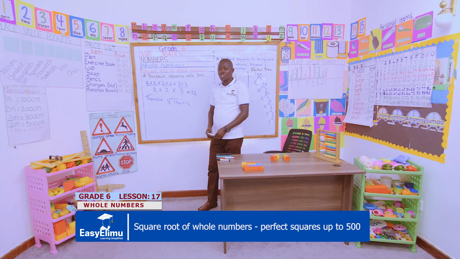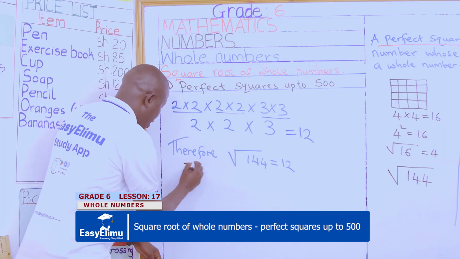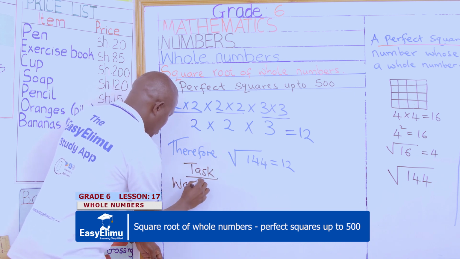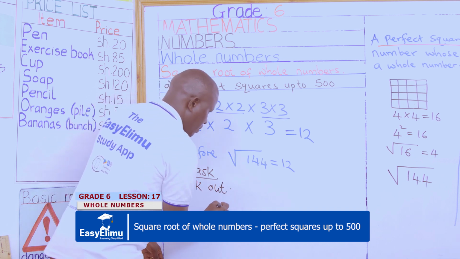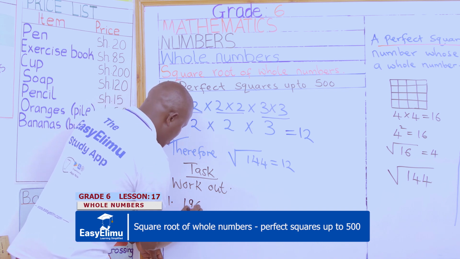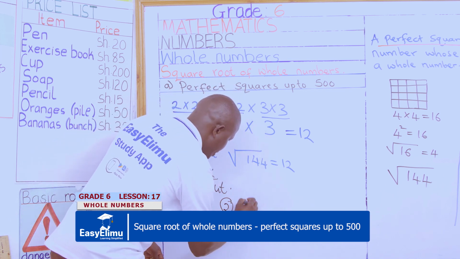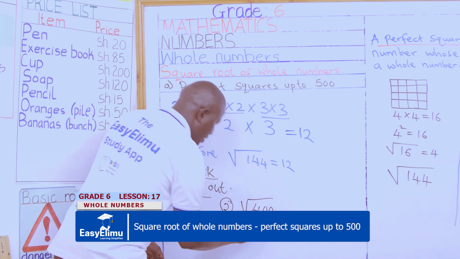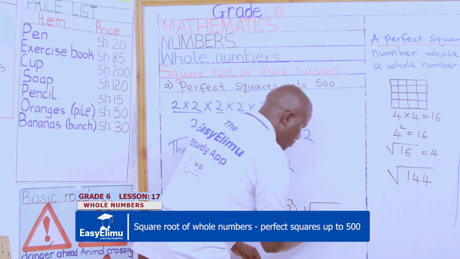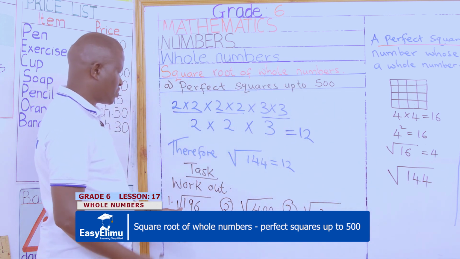With this, learners, can we try the following task? Use the factor tree to work out the square root of the following numbers. Number 1, the square root of 196. Number 2, the square root of 400. Number 3, the square root of 256. Work out the square root of those numbers.